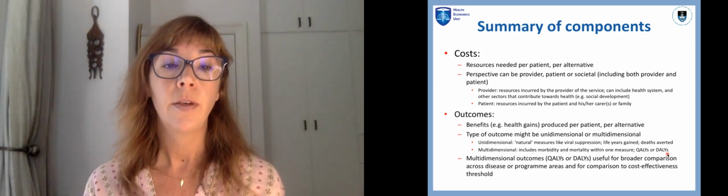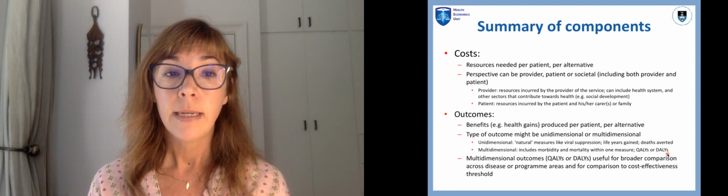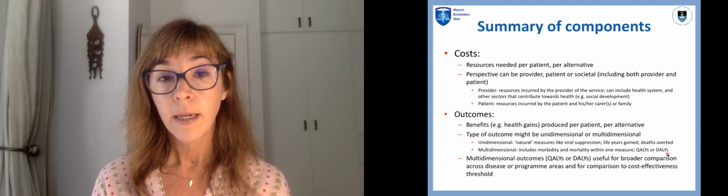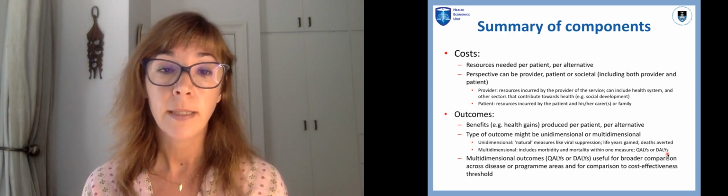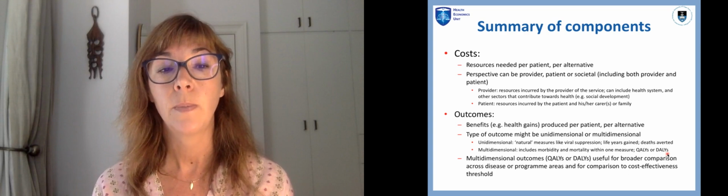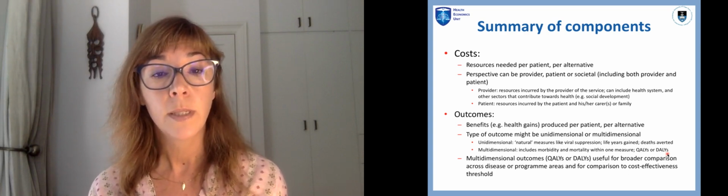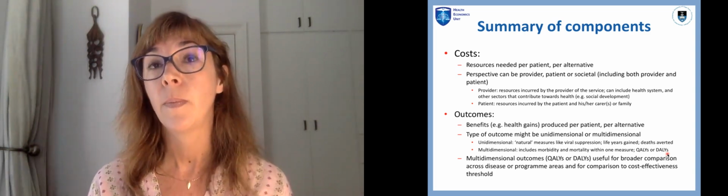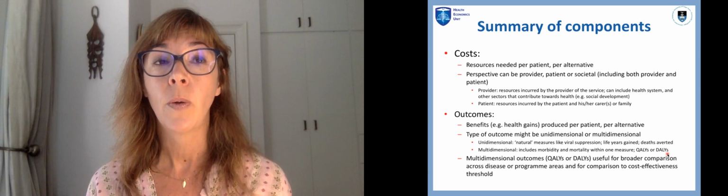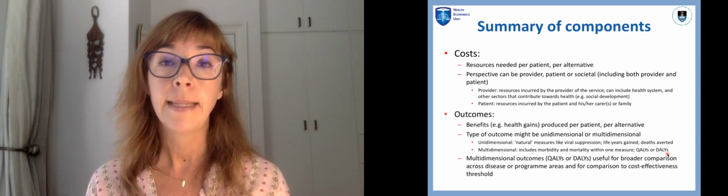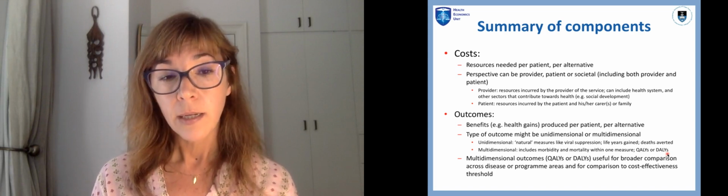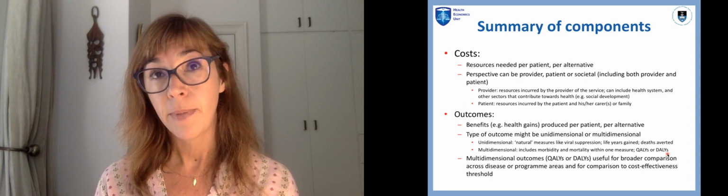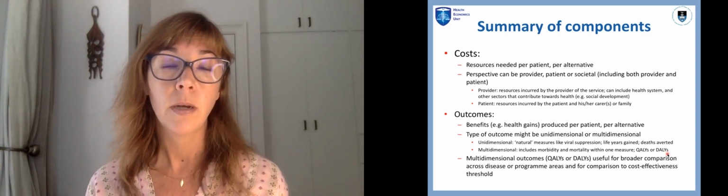So to summarize these components so far, the costs are the resources that are needed to provide the service per patient for each alternative that's considered. And the perspective can be the provider perspective, the patient perspective, or the societal, which is basically just including both provider and patient perspective. So the provider perspective is the resources incurred by the provider of the service, and can include health system and other sectors that contribute towards health. So for example, in a provider perspective, some services require the input of social workers from social development, and that can then be included. In contrast, the patient perspective includes the resources incurred by the patient and his or her carer or family while seeking care, and it's to do with the opportunity cost of time.